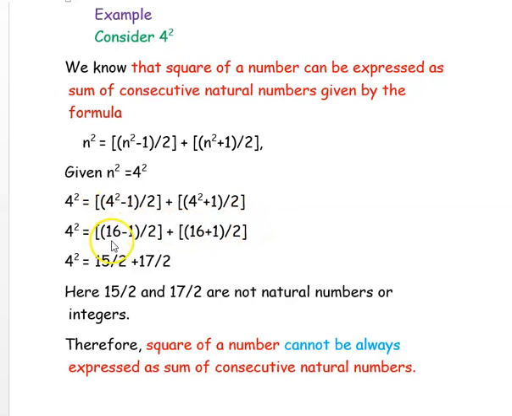4 square is 16, minus 1 divided by 2, plus 16 plus 1 divided by 2. So 16 minus 1 is 15. So 15 by 2 plus 17 divided by 2. So this divided by 2 is not a natural number. So what we have done, it's not a sum of two consecutive natural numbers. So therefore we are concluding that square of a number cannot always be expressed as a sum of consecutive natural numbers.